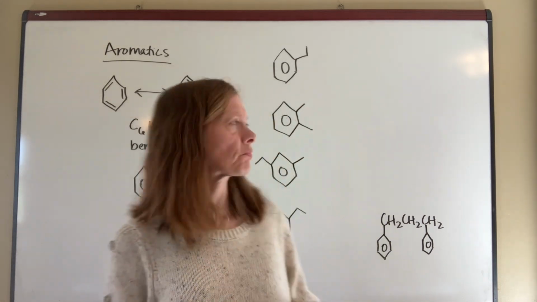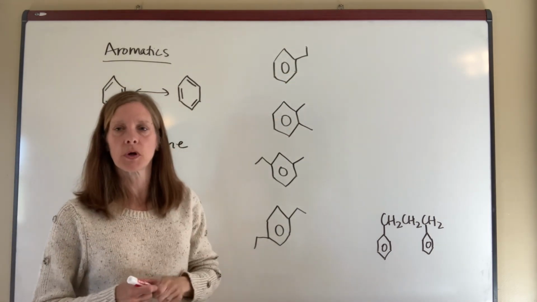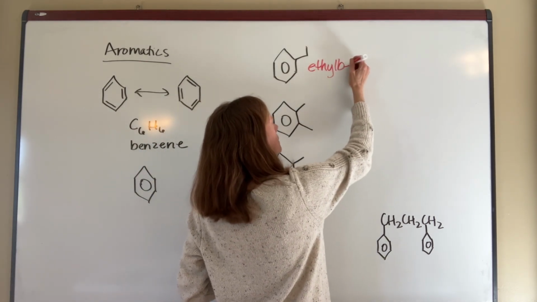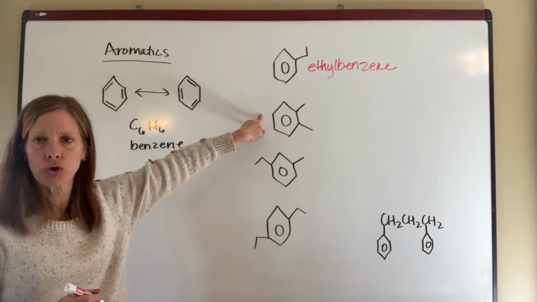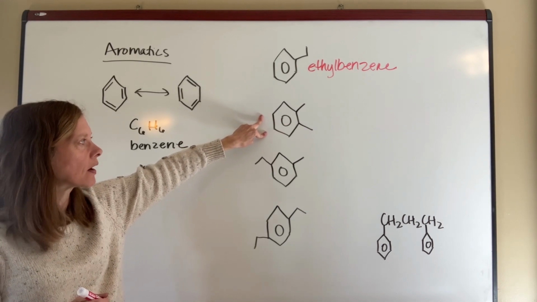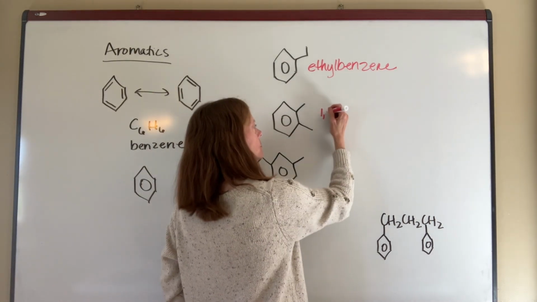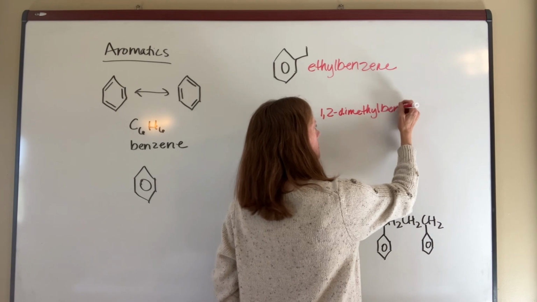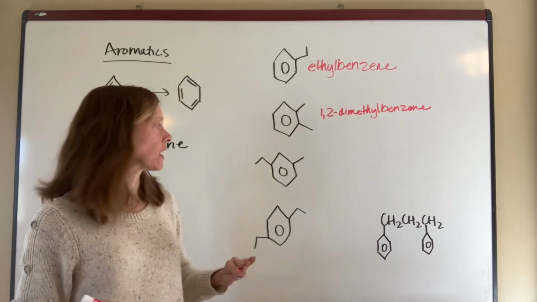I name it as a benzene. So if I have something that looks like this, here I have an ethyl group hanging off of one of them. And so this is going to be called simply ethylbenzene. If I have two groups, you will have to give the numbers for them so that you know how far apart they are. So here I have two methyl groups hanging off of adjacent carbons. So this is going to be 1,2-dimethylbenzene. Okay, so I'm still going to use that prefix di since I've got two of them.